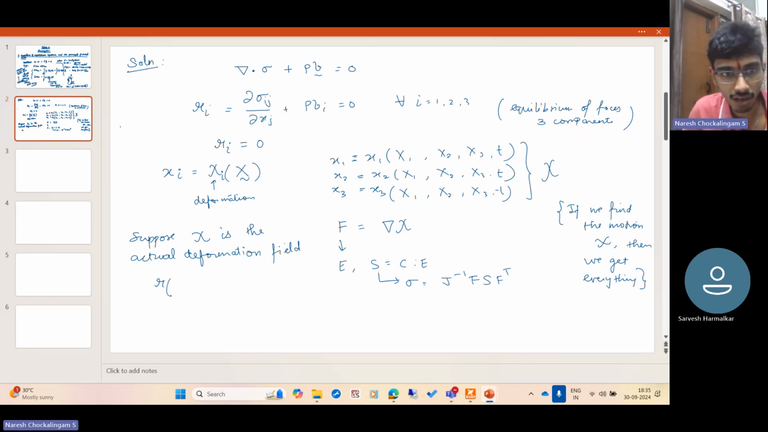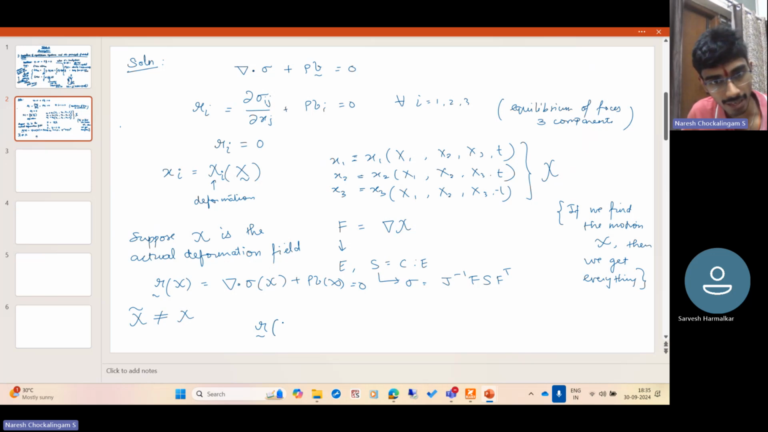What is the residual of chi? So the residual of chi will be del dot sigma of chi plus rho b of chi. This will be equal to 0. However, if we take some chi tilde, which is not equal to chi, then the body may not be in equilibrium in general. So for other cases, the residual will be non-zero.